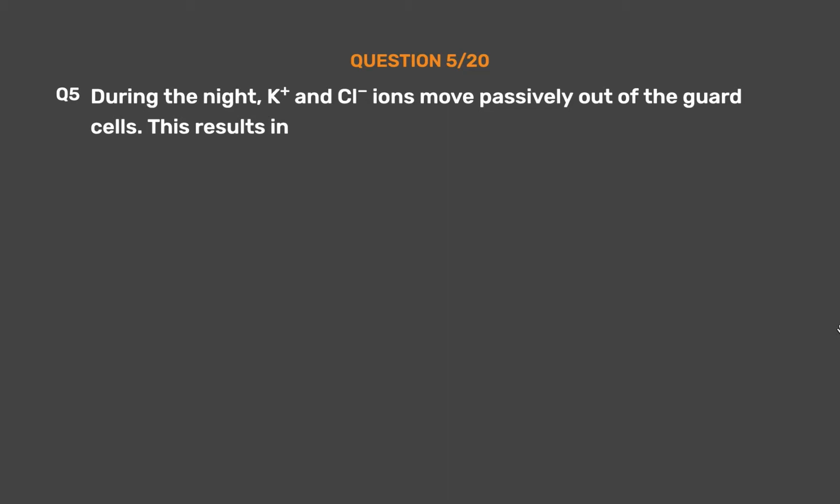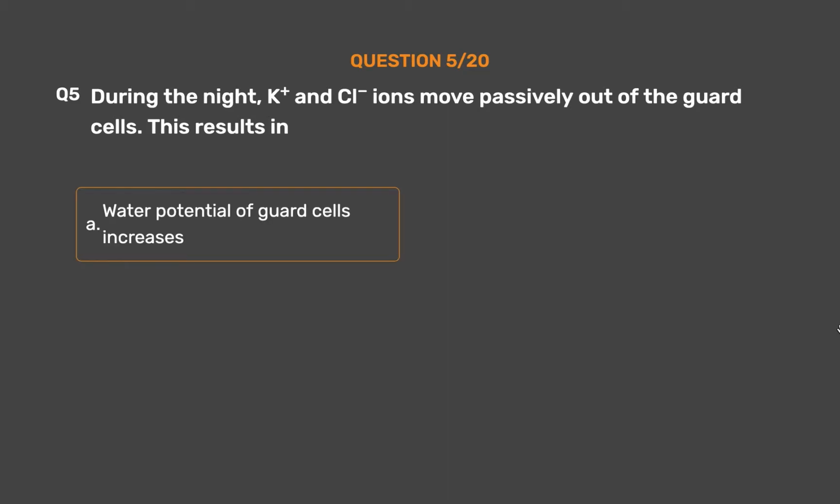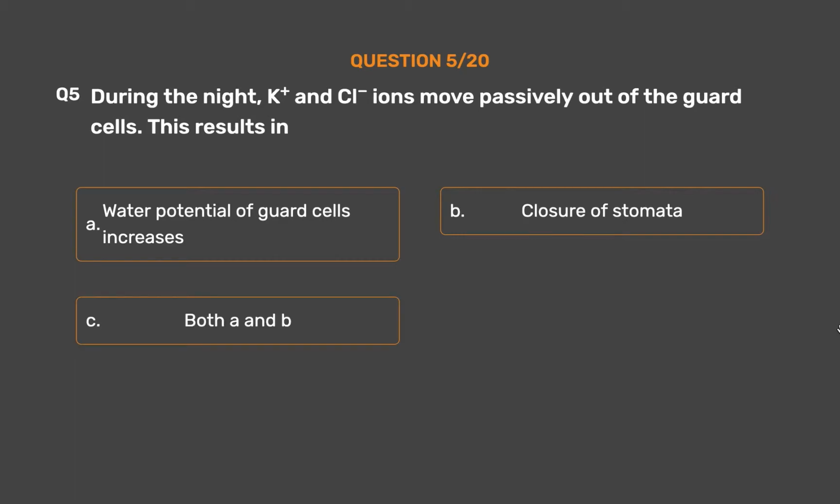Question number 5. During the night, K+ and Cl- ions move passively out of the guard cells. This results in Option A, water potential of guard cells increases. Option B, closure of stomata. Option C, both A and B. Option D, pH of the guard cells increases.